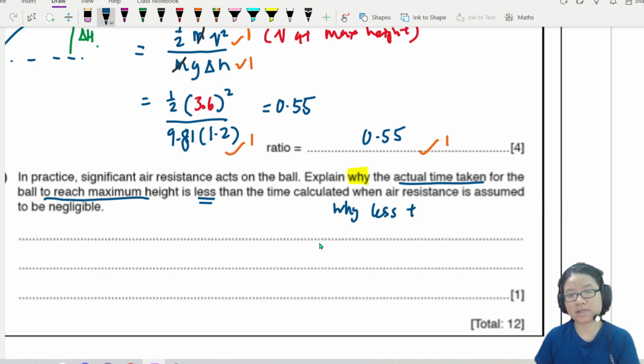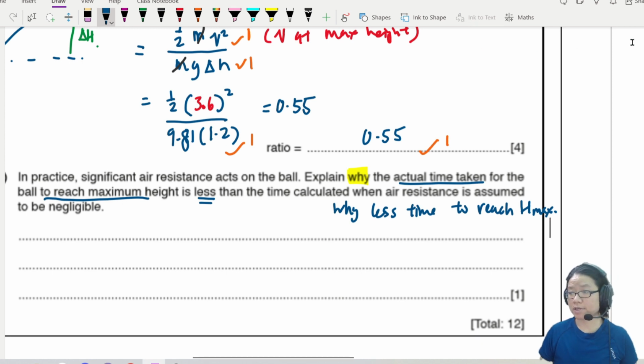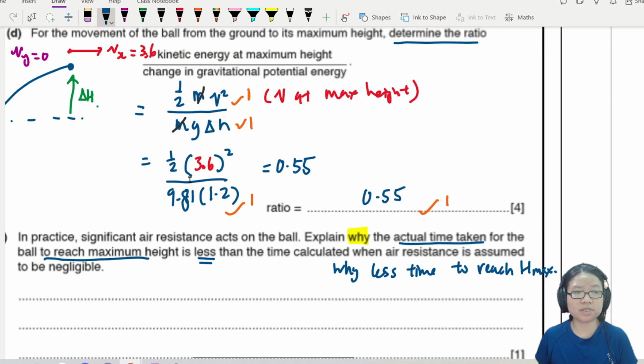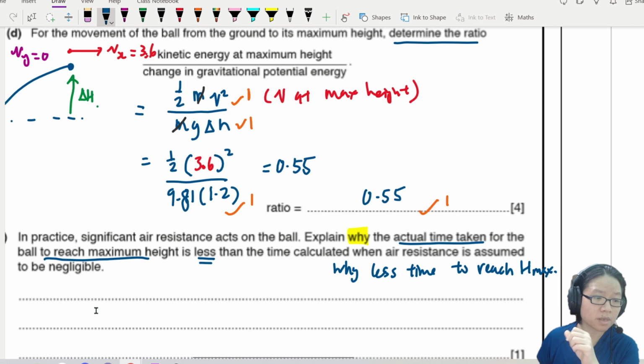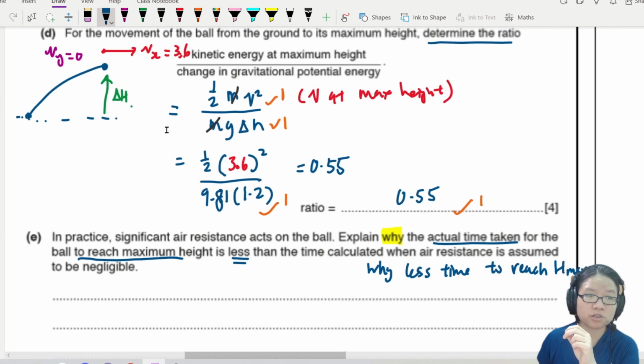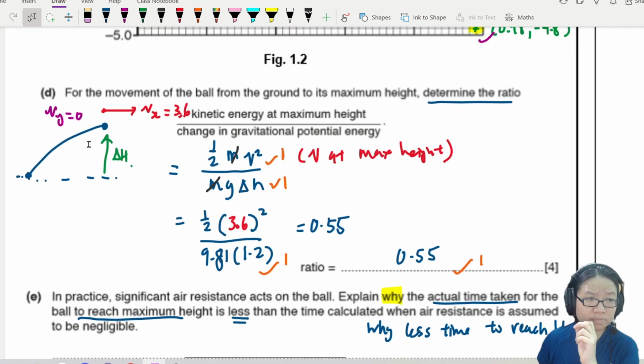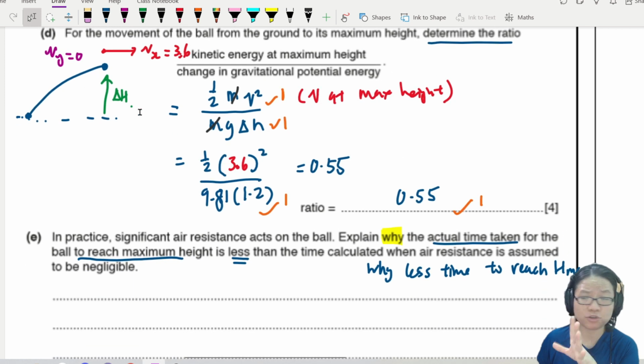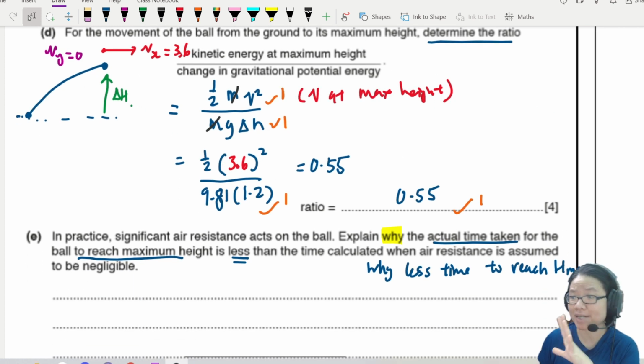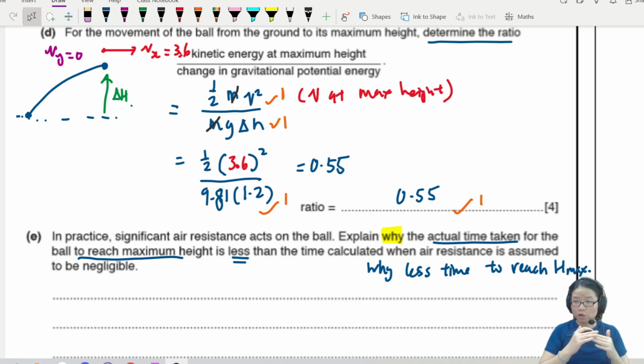Why less time to reach max height? Okay, so when you think about it, your max height is less. So you think about conservation of energy. Here, let's say there's air resistance. Right now, if you think about this, it will actually affect the maximum height because there's less kinetic energy to transfer to GPE.